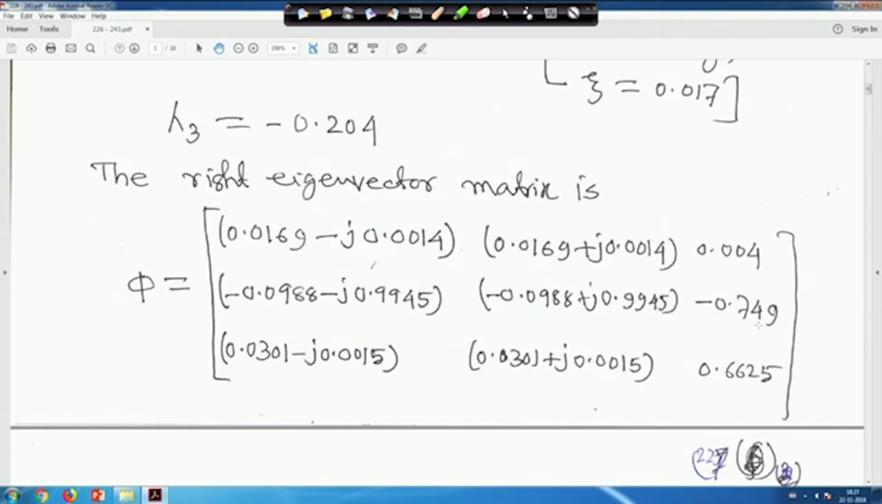So it is minus 0.749, and similarly the last row, 31, 32 and 33, is 0.0301 minus j 0.0015, and here also 0.0301 plus j 0.0015. These two are complex conjugates, this one and this one, and the last one is 0.6625. This is your right eigenvector matrix.